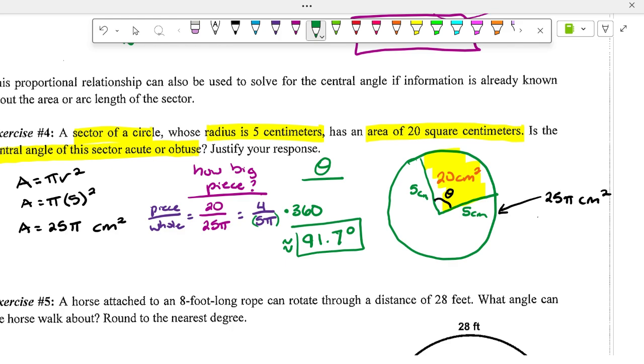So, is that going to be an obtuse or acute sector? That would be obtuse, because it's greater than 90 degrees. It's an obtuse sector.